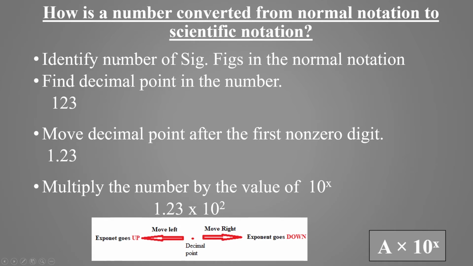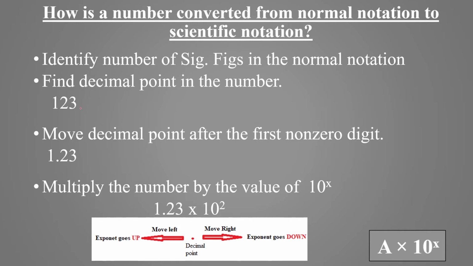So let's see how to convert a number from normal notation to scientific notation. The first thing you have to do is find the number of significant figures in the normal notation. We have already learned the rules for finding the number of sig figs, so we will use those rules. The next step is to find the decimal point in the number. Sometimes it is very obvious, but sometimes it is not written. If it is not written, remember that it is always at the end. We just don't need to show it if there aren't any other decimal digits after it.